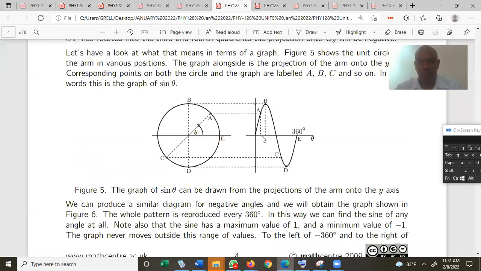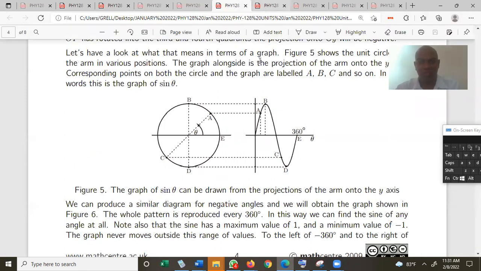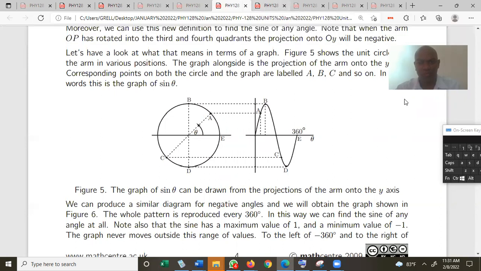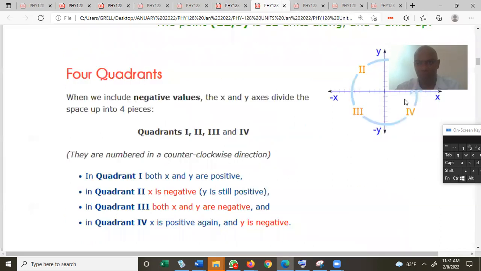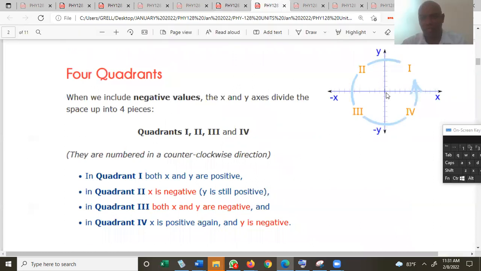Sine of 0 is 0 because at 0 degrees, the opposite is 0. Bear in mind, sine depends on the opposite to the angle. So at 0 degrees, you only have adjacent and hypotenuse. So sine of 0 is 0.